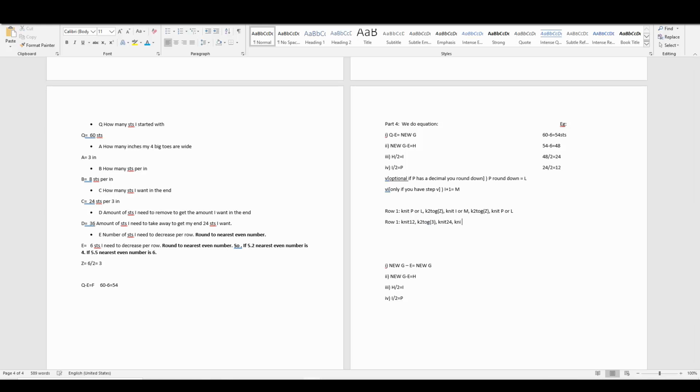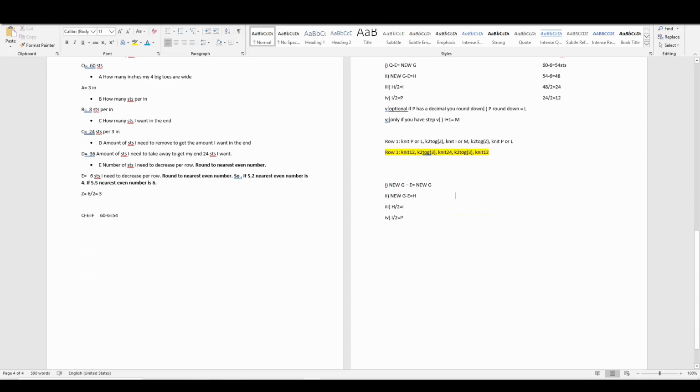And then knit 2 together, Z, which was 3 for me. And then we're going to knit P or L. We don't have L, so we're going to use P, which is 12. And that'll give us the numbers for row 1. That's how much I need to decrease. Yours would be how much you need to decrease.